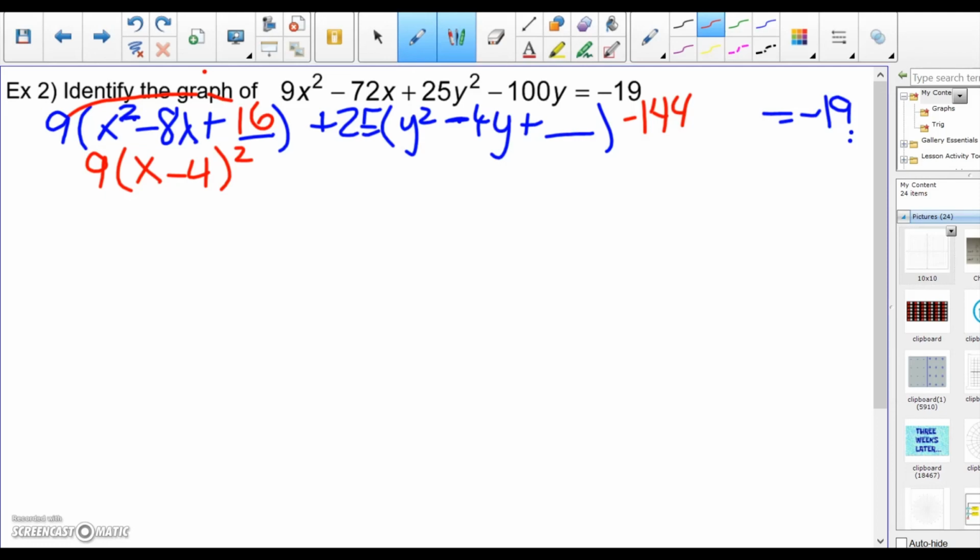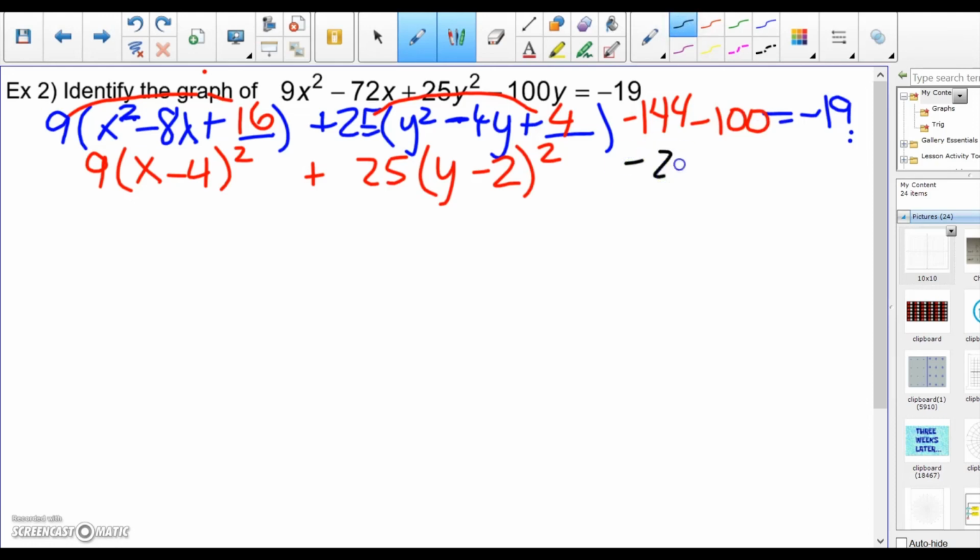And then on this side, half of negative 4 is negative 2. Square that is 4. We have y minus 2 squared with a 25 in the front. Okay, I just messed up my equation by 100, so we're going to subtract 100. So put those together, that's minus 244 equals negative 19. So I'm going to add this 244 over, and I can tell already what this is. It's going to be an ellipse. You can already tell because it's an x squared plus a y squared. But let's move on. Let's see what we've got.